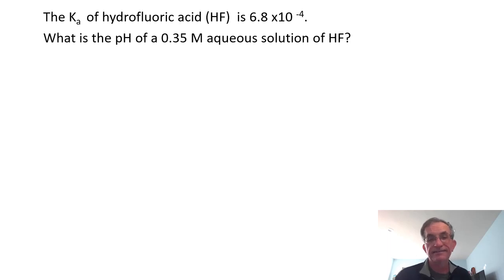Okay, I'd like to show you an example of figuring out the pH for a weak acid solution. So let's look at this problem here. It says the Ka of hydrofluoric acid is 6.8 times 10 to the minus 4. What's the pH of a 0.35 molar aqueous solution of HF? All right, so this is a weak acid.